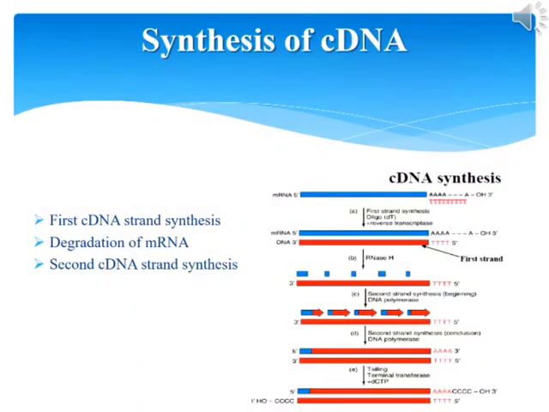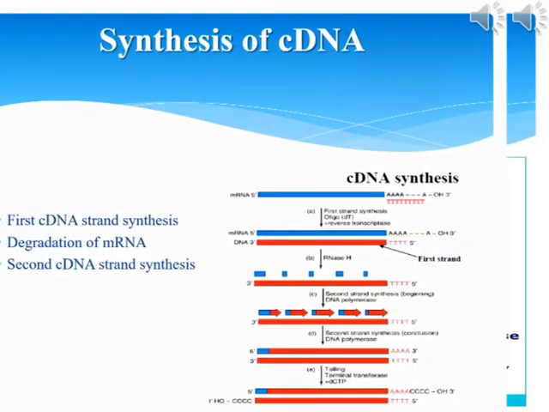The next step is the synthesis of cDNA. Now there are three steps which are involved in the synthesis of cDNA. First, the first-strand synthesis occurs with the help of reverse transcriptase. Secondly, the removal of RNA template occurs, which is done by degrading the mRNA template. And after that, the second cDNA strand is synthesized.